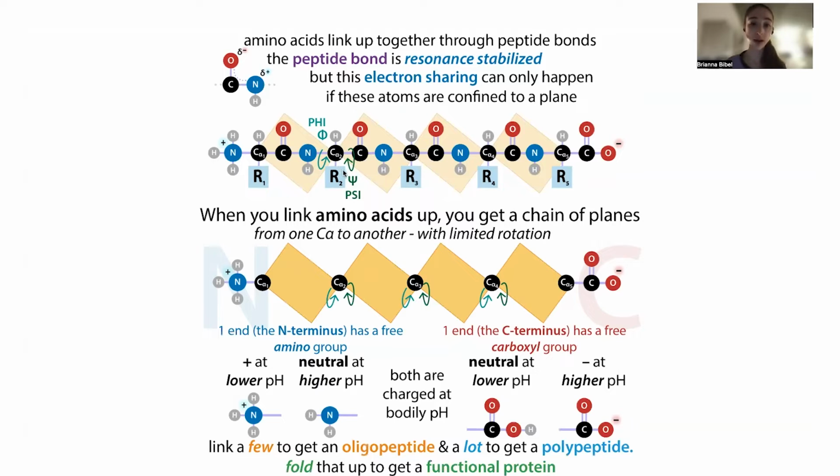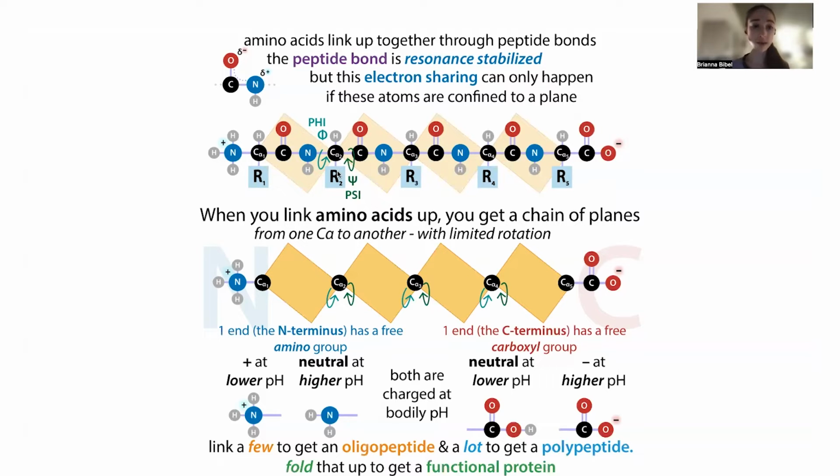It can help if you have models. You can make long chains and play around with interpreting the psi and phi angles and see how that turns out and where you can and can't rotate. But the bottom line is that you have those two main angles that you can rotate around, and how far you can turn is going to depend in part on this R group.